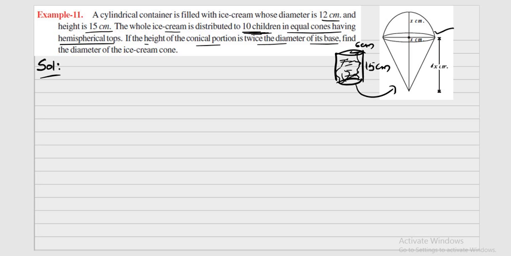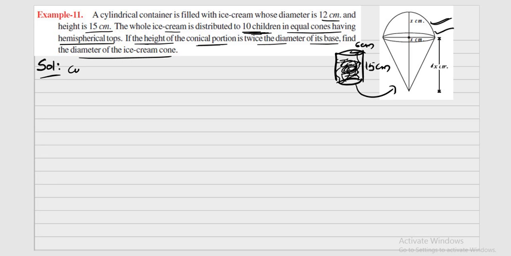So from this what have you understood? That means the volume of this total cylinder we need to fill into 10 ice cream cones. And what has he given? Height of the conical portion. So height of this cone is equal to twice the diameter of the base. So from that we need to find out the diameter of the ice cream cone. So regarding this cone I need to find it out, right?